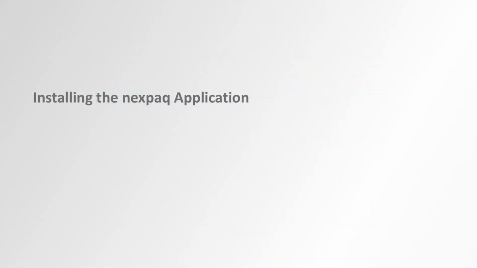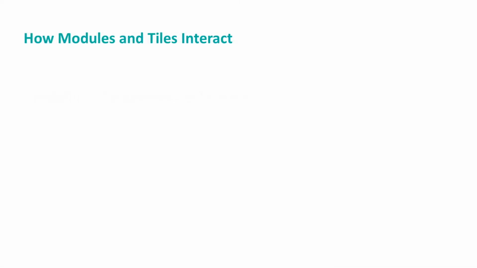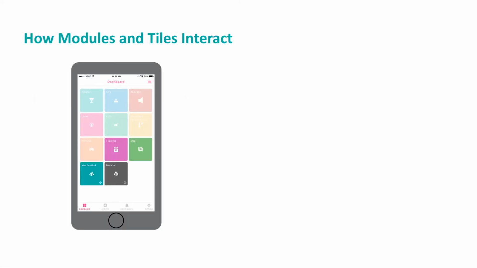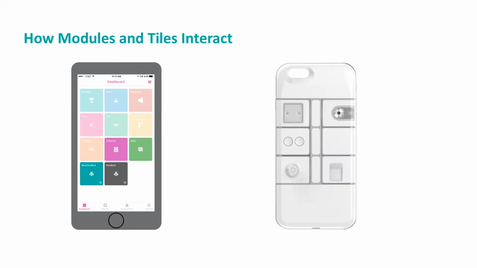Now to the nexpaq application. The nexpaq application runs on an iPhone or Android smartphone to manage the modules installed on any of nexpaq's phone cases and battery packs. When you plug, let's say, the button module into a nexpaq smartphone case, the case identifies the module and its capabilities. When the nexpaq application runs, it queries the smartphone case to find out which modules are installed and where. That's how it knows what tiles to display in the application.